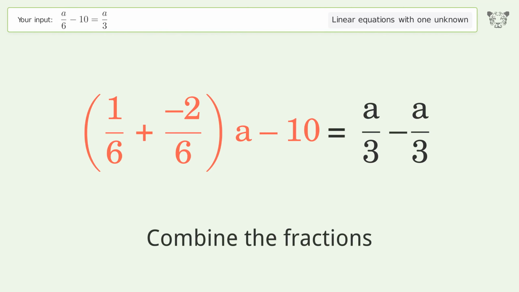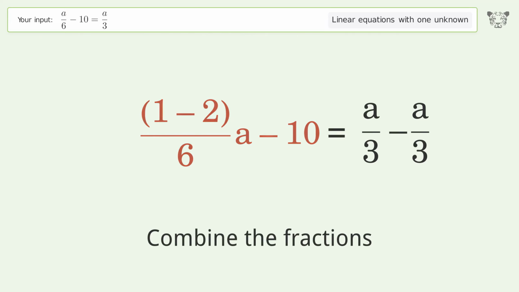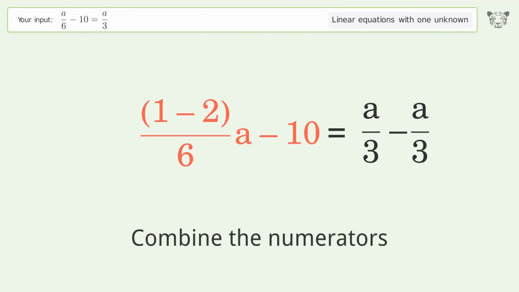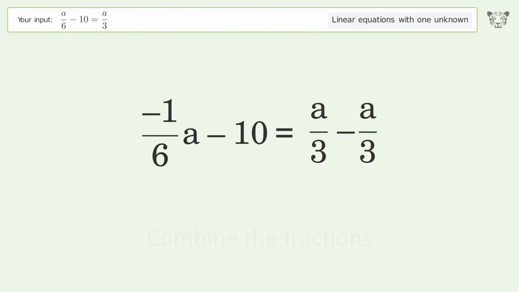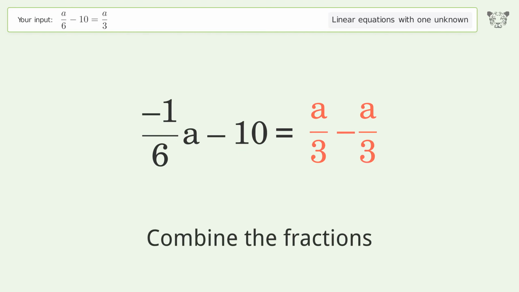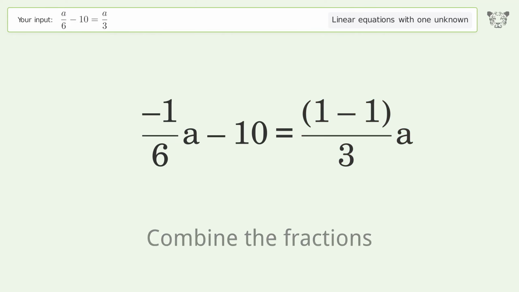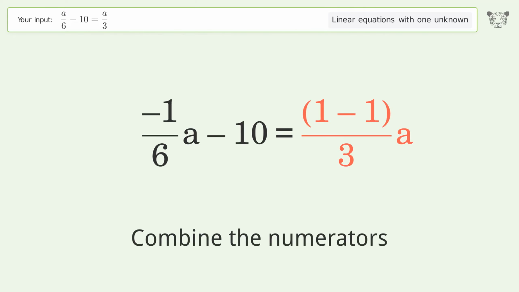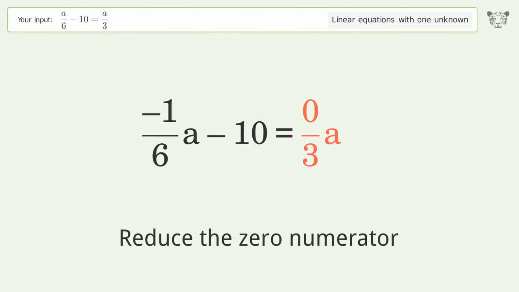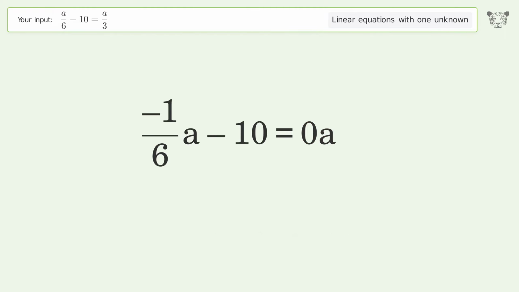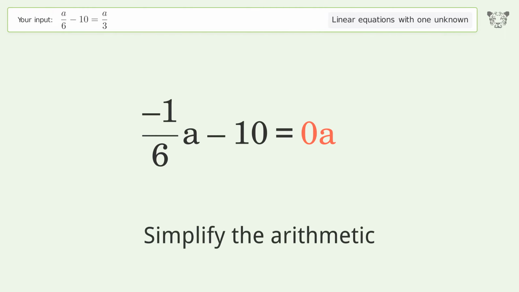Combine the fractions. Combine the numerators. Combine the fractions. Combine the numerators. Reduce the zero numerator. Simplify the arithmetic.